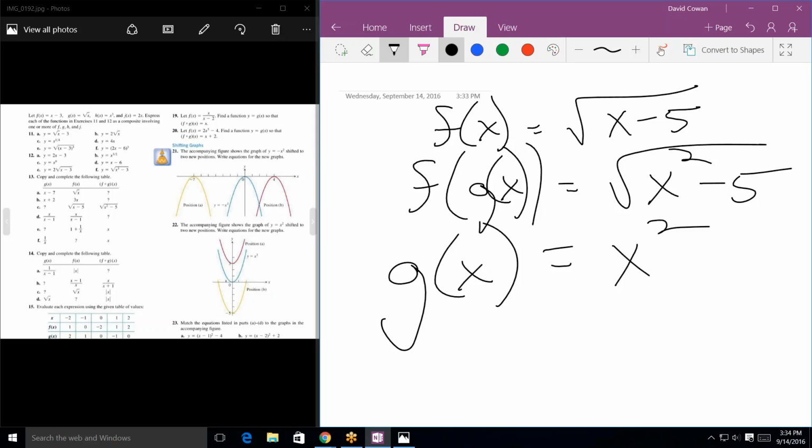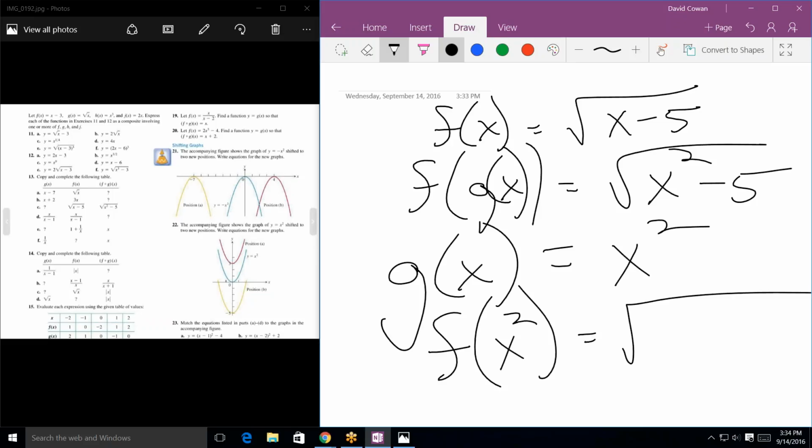Because now what would f of x squared be? Remember, you take whatever's in the parentheses and you plug it in for x. So f of x squared, this is f of x, right? Yes. What's f of x squared? F of x squared is the square root of x squared minus 5. Remember I'm plugging in x squared wherever I see x. So that's what f of x squared is.